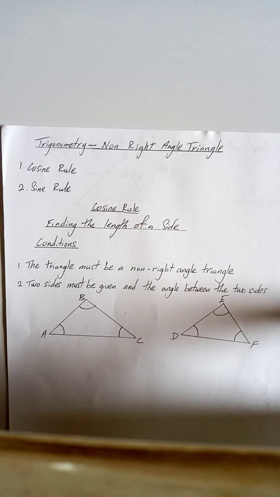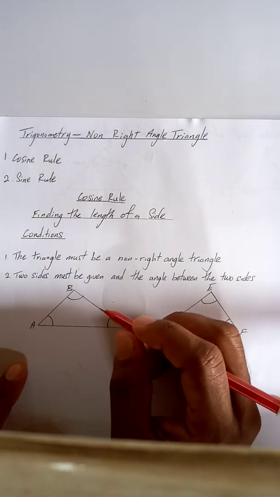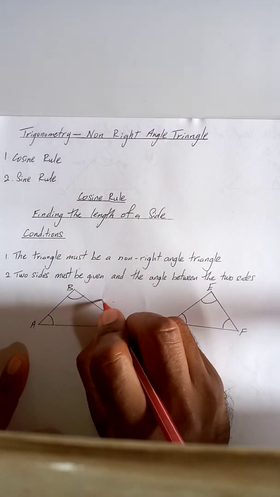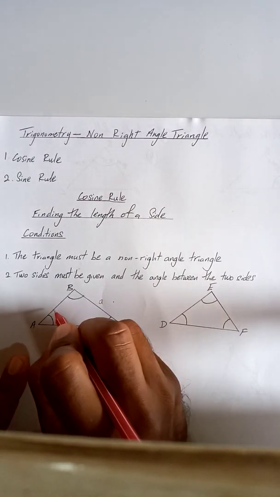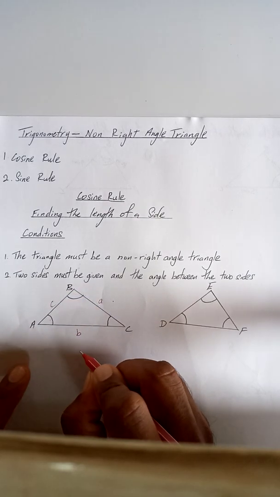Okay, let me show you the general formulas that we'll use in order to find the length of a side. So with a non-right angle triangle, what we do, we label the opposite side in lowercase letters. So opposite A, we label lowercase a. Opposite C, lowercase c. Opposite B, we label lowercase b.